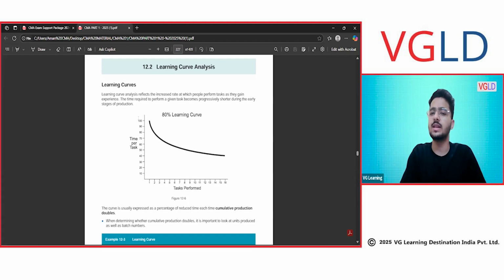Good. So learning curve analysis is basically an assumption. See, I want to make my budget well prepared, right? Samir, put your hand down. I want to make my budget systematic and perfect, right? And I should include everything. It should be realistic.